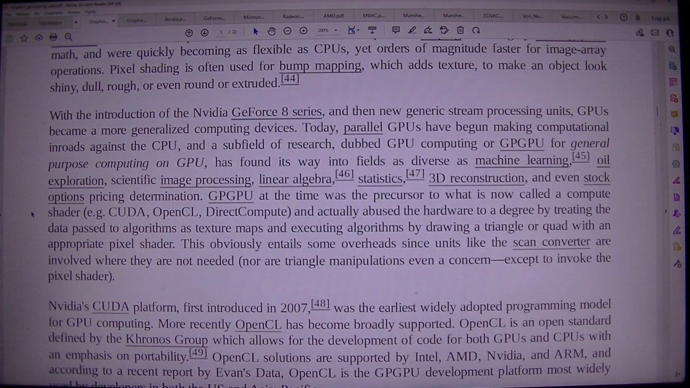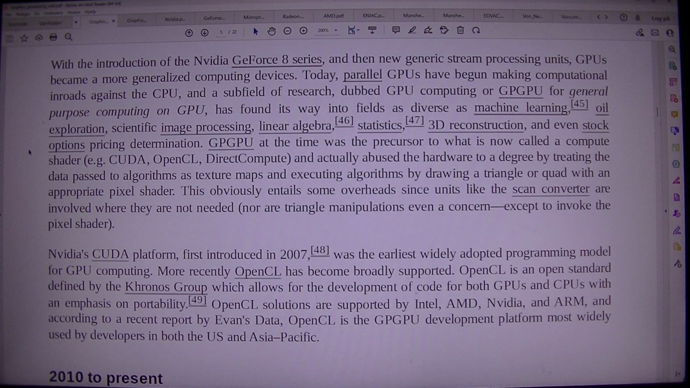With the introduction of the NVIDIA GeForce 8 series, and then new generic stream processing units, GPUs became more generalized computing devices. Today, parallel GPUs have begun making computational inroads against the CPU, and a subfield of research, dubbed GPU computing or GPGPU for general purpose computing on GPU, has found its way into fields as diverse as machine learning, oil exploration, scientific image processing, linear algebra, statistics, 3D reconstruction, and even stock options pricing determination.